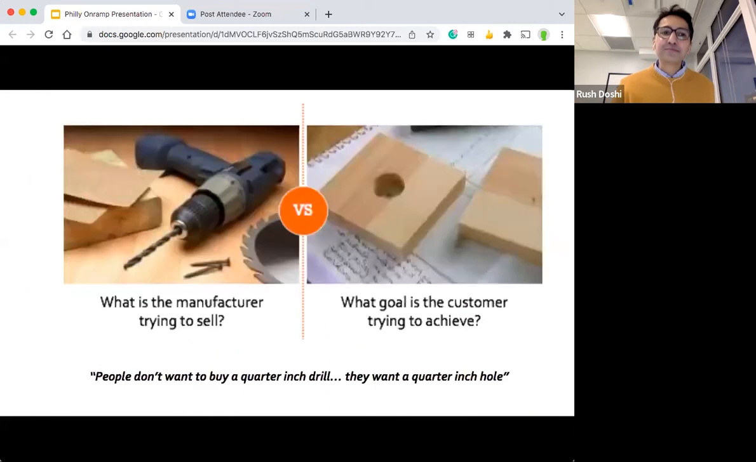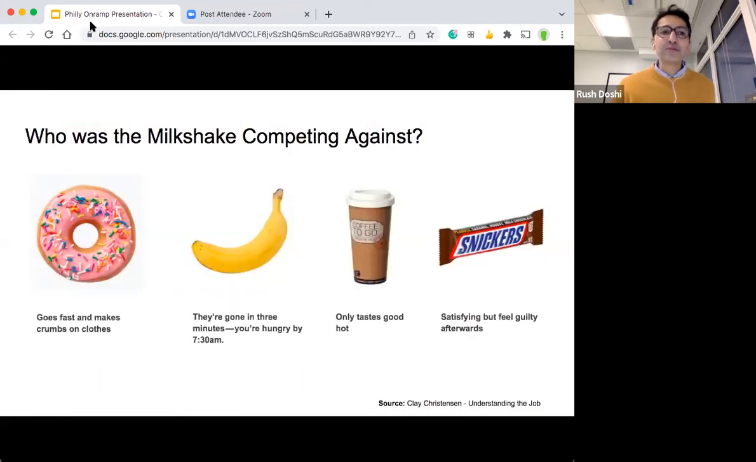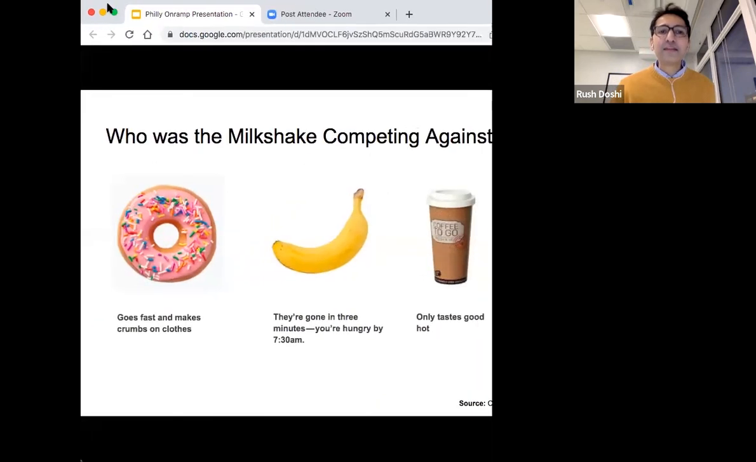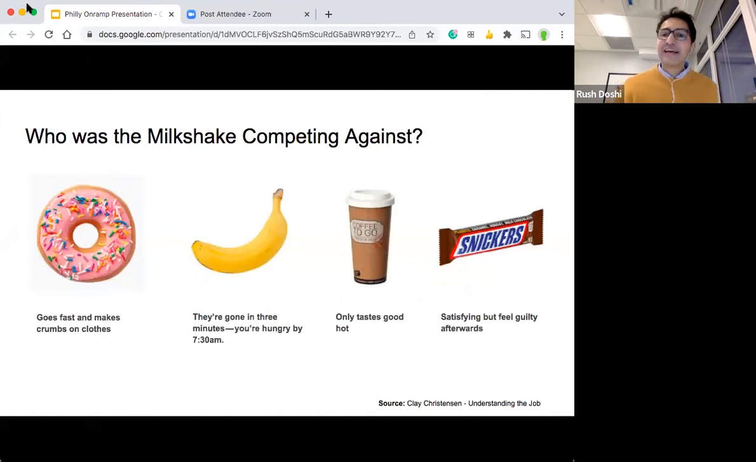So what they realized was that they needed to make the milkshake thicker, and they needed to spice it up a little bit by adding more chunks of flavors and all kinds of things. Because again, people didn't care what was in it. They just wanted it to last.